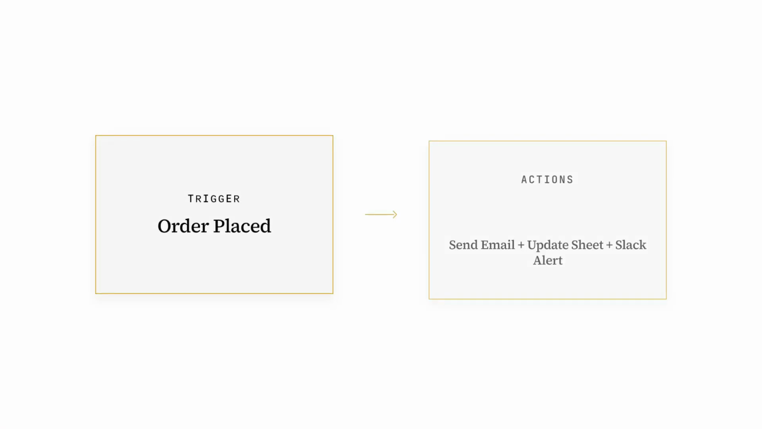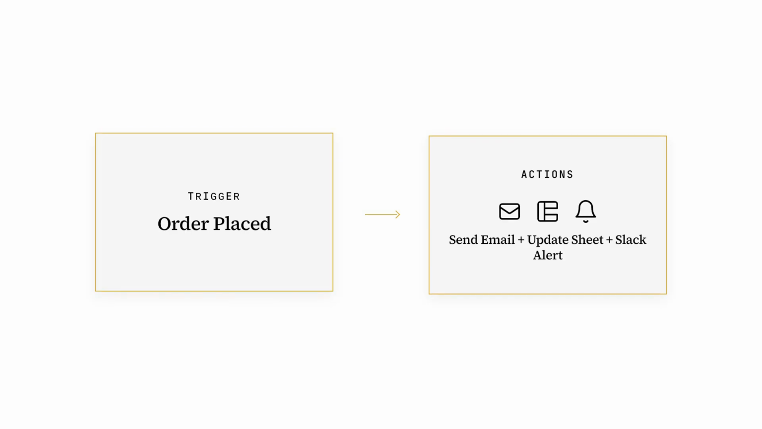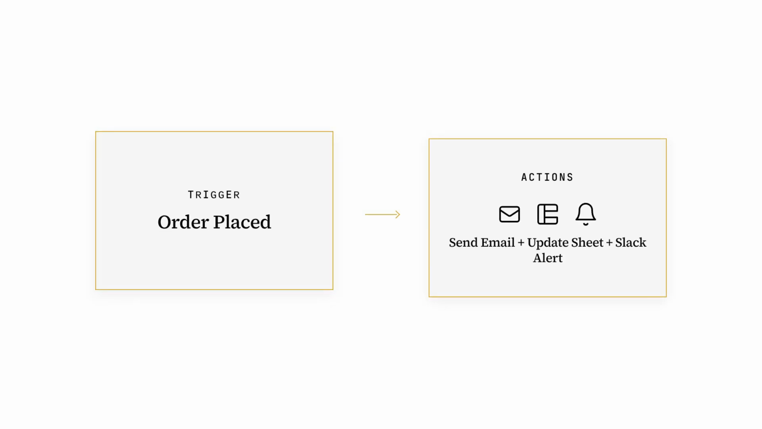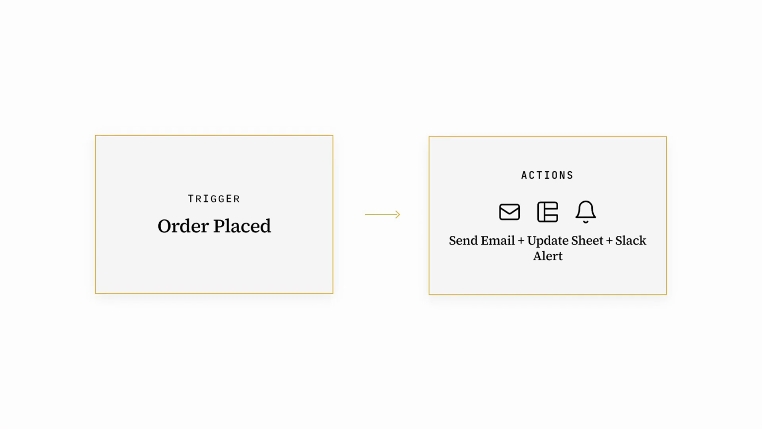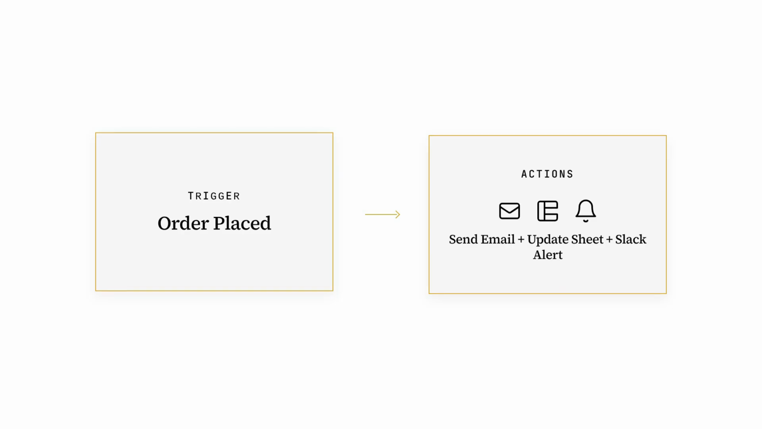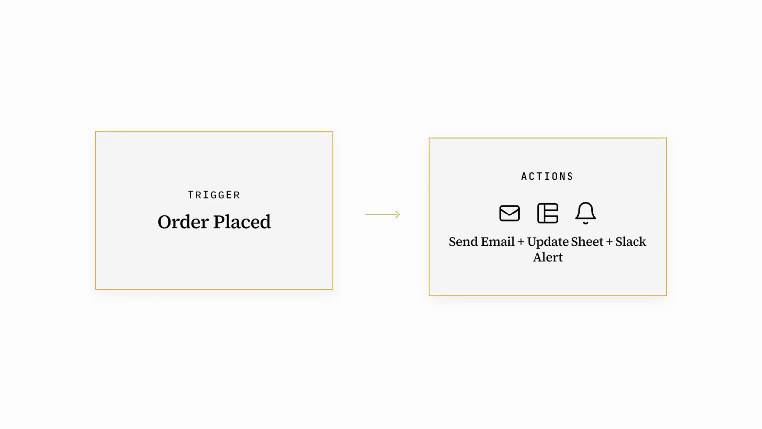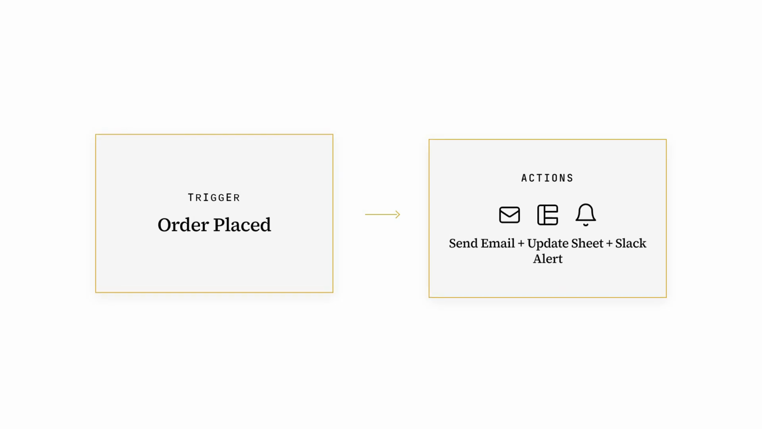Next are the actions. These are the tasks the workflow performs after the trigger. A workflow can perform one action or dozens of actions, like sending an email, updating a Google Sheet, or generating AI content. This is the "do this" part, where the actual work gets done automatically.